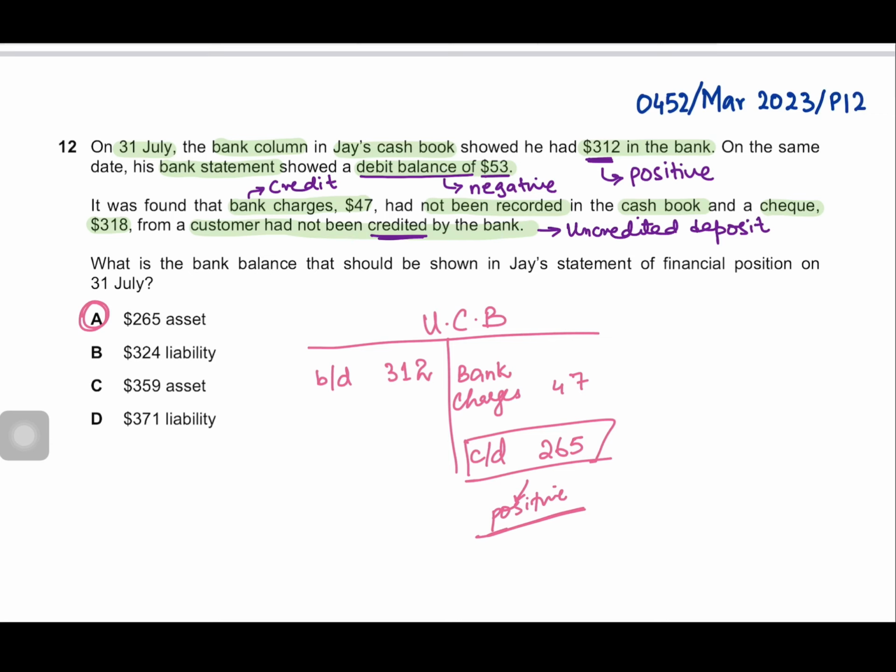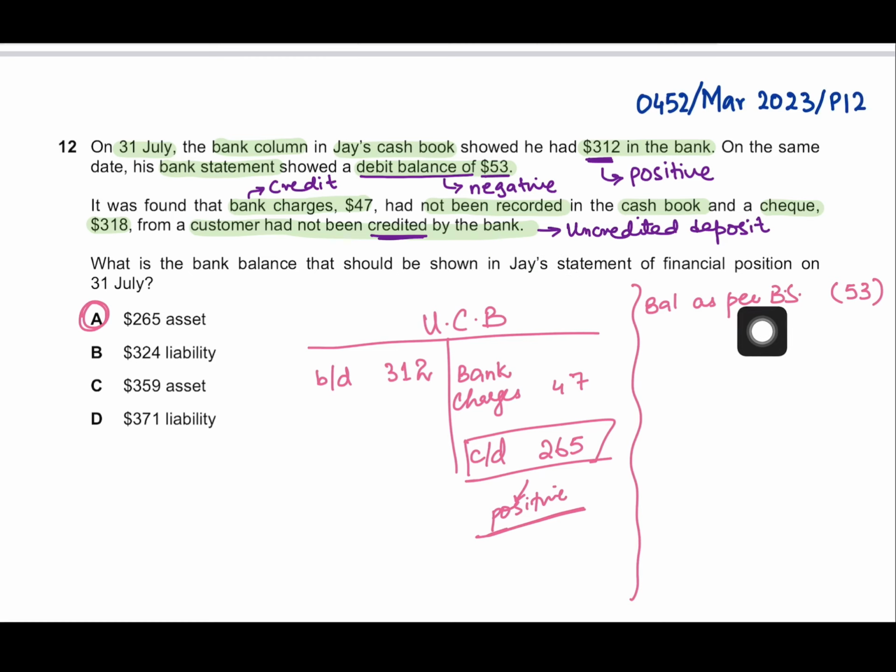Another way to solve this type of question is when we have balances for both the statements, that is cash book as well as bank statement. So another way would be that we start with the balance as per bank statement, because that is given, and that is 53 negative, minus 53. Then there is one adjustment related to the bank reconciliation statement, that is the adjustment of uncredited deposit.